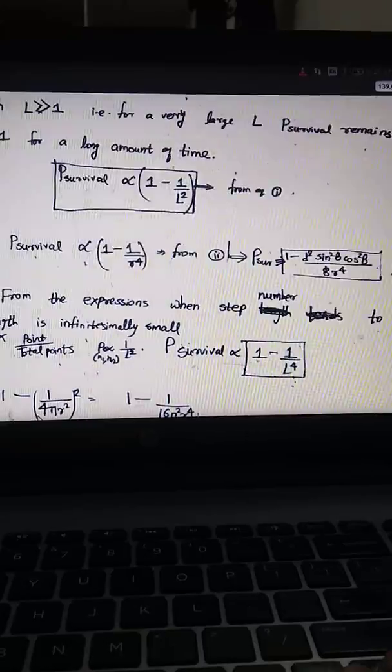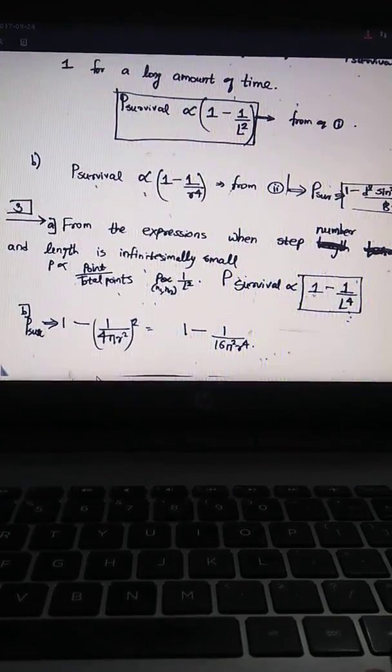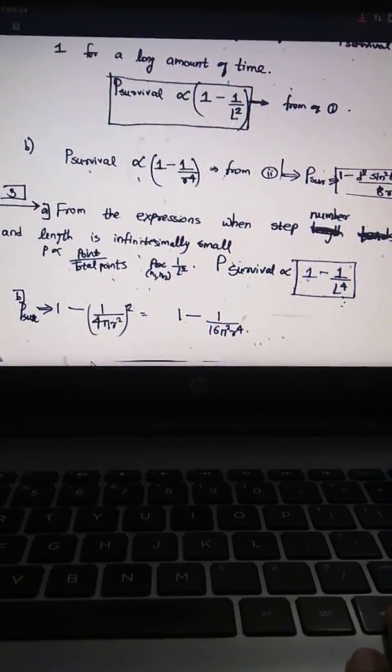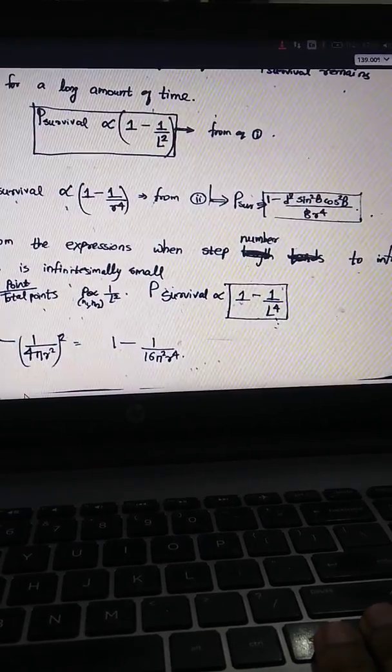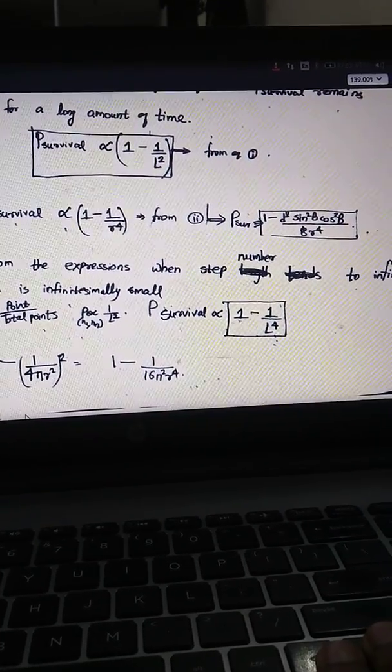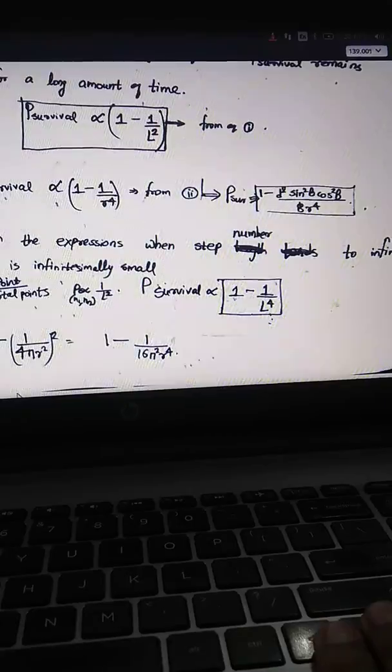Similarly, in the second part, part B of the same question, the probability of survival is proportional to 1 minus 1 by r raised to power 4. This can be derived from the equation which we have derived above in the second part of the second question.